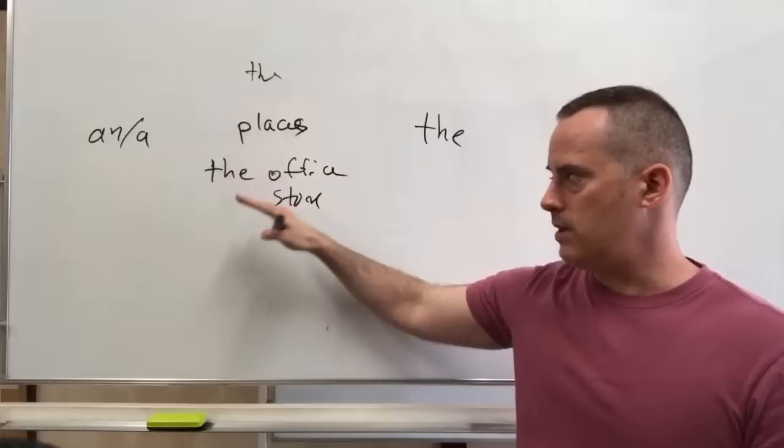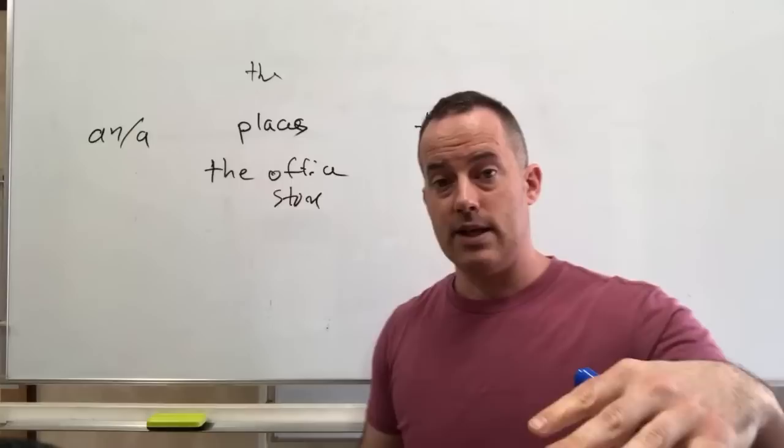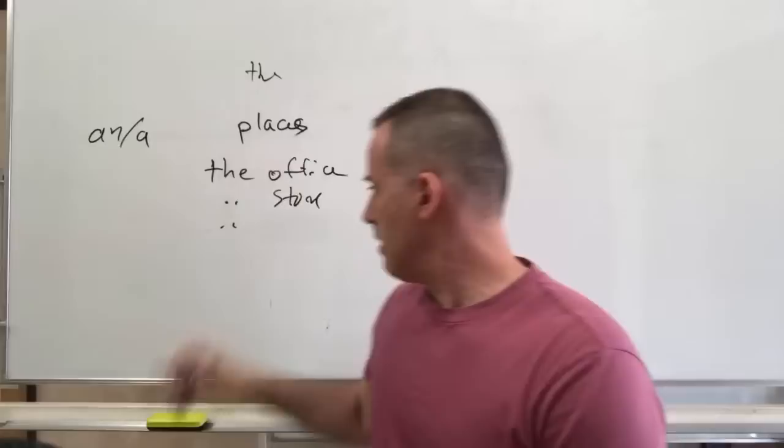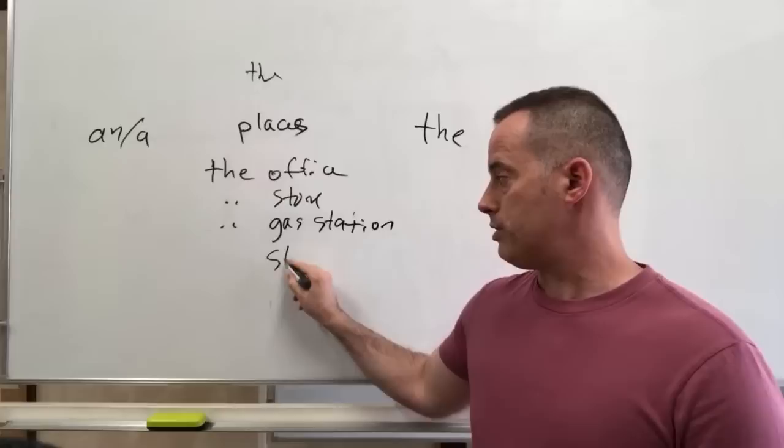It should be pretty easy. We're going to cover a bunch of examples, and that will be a little easier than trying to remember some rules about it. But let's think of some more, and if you think of anything, put it in the comments: specific places we might use like this. So we've got the office, the store. Just think about "the" at the beginning of all these. We might have the gas station or the train station as well. So we'll just put station here.